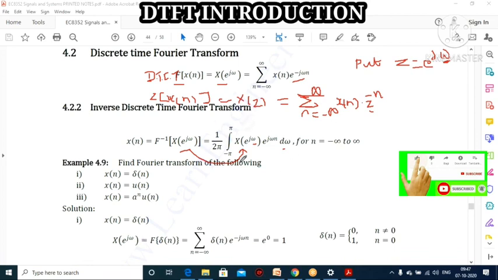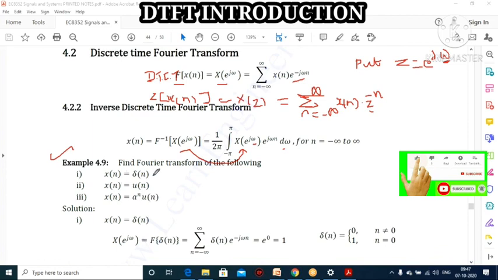Once again I repeat: x of n is equal to 1 by 2 pi, integral from minus pi to pi of X of e power j omega into e power plus j omega n into d omega. Okay, let us see one problem under this topic.